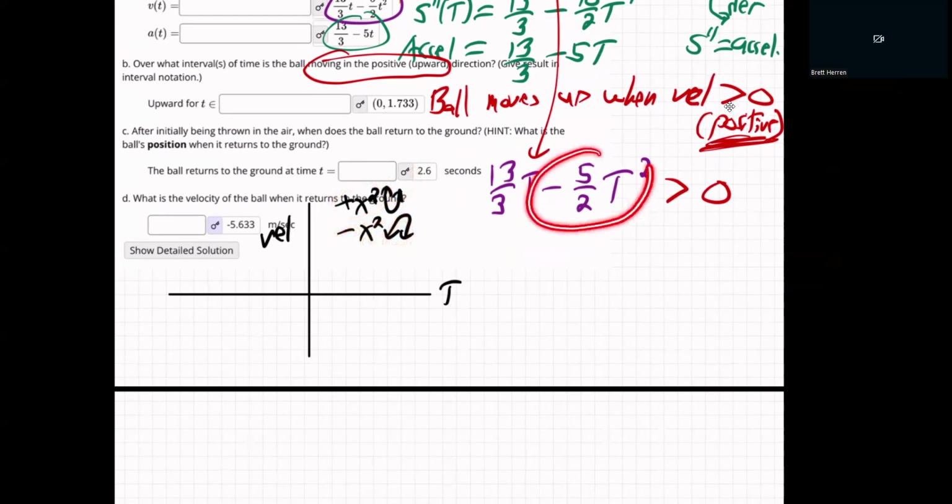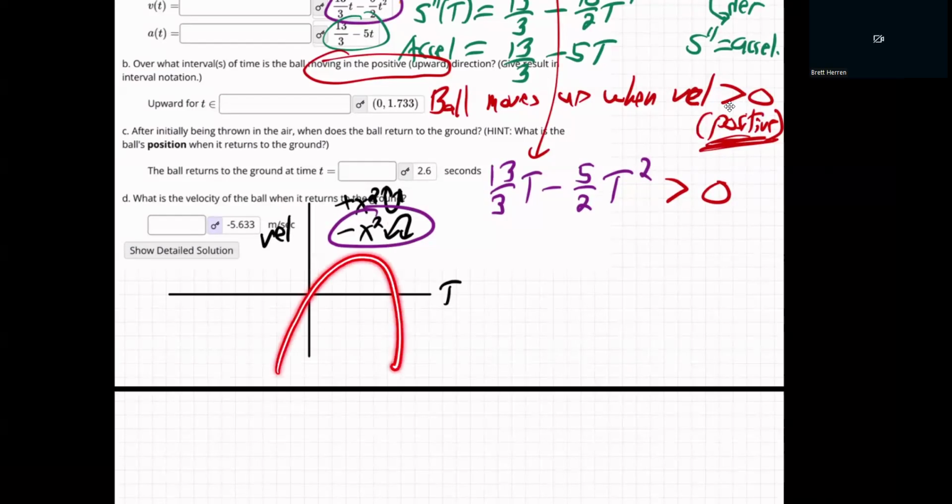So which one is this? This is a negative t squared. So we're looking at this one. It's some kind of a U shape down like that. So what are we looking for? We're looking for the part greater than zero, which would be this section of the graph. That's the part above a height of zero. So basically, if we can find these 2 points of intersection, then the part in the middle between them will be the part that's greater than zero.